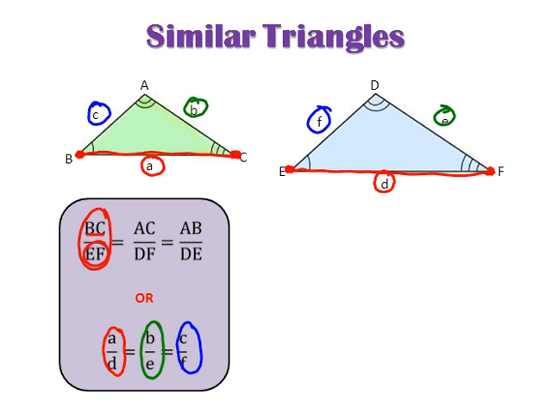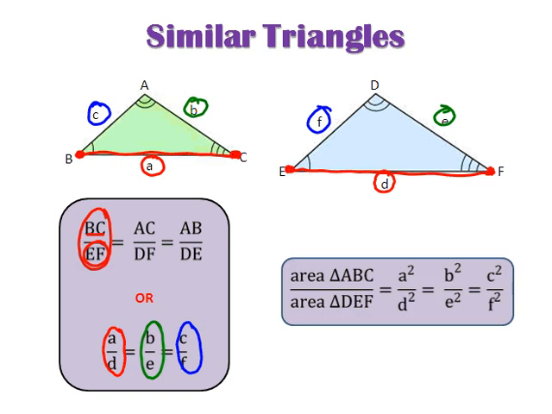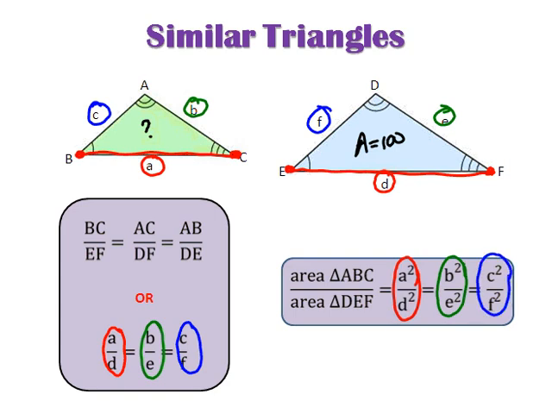Now, the other formula you could use is if at any point they told you the area. So the area of this one maybe is 100, and you want to know what the area of that one is. Well, you can set up the same formula to figure out the area. The only difference is when you set up your three fractions, you're just going to square the sides.